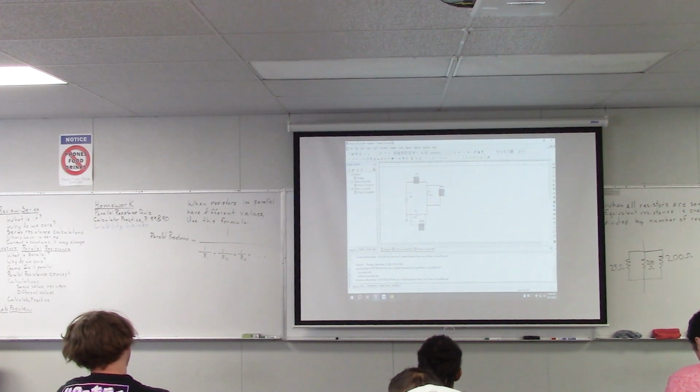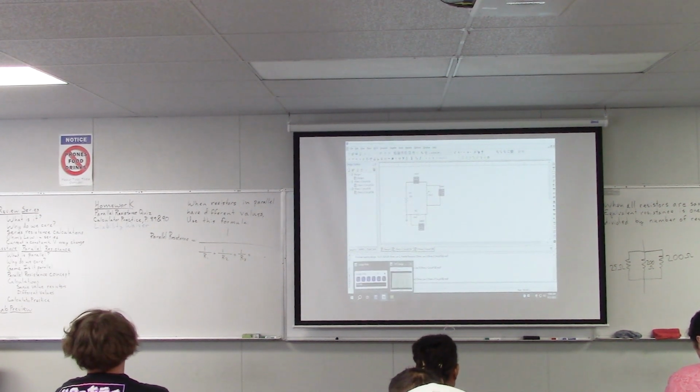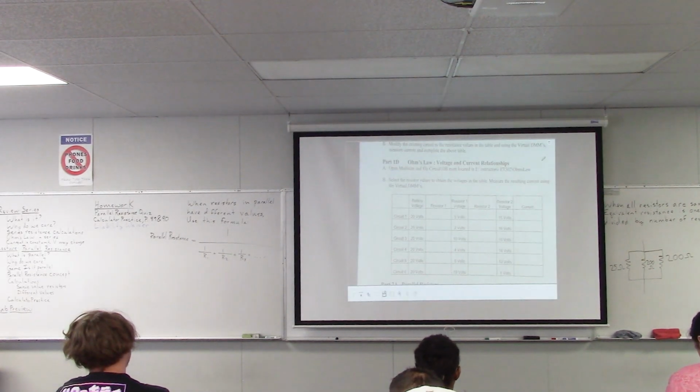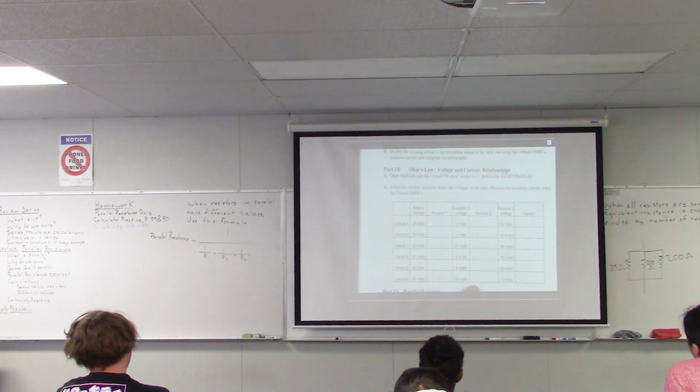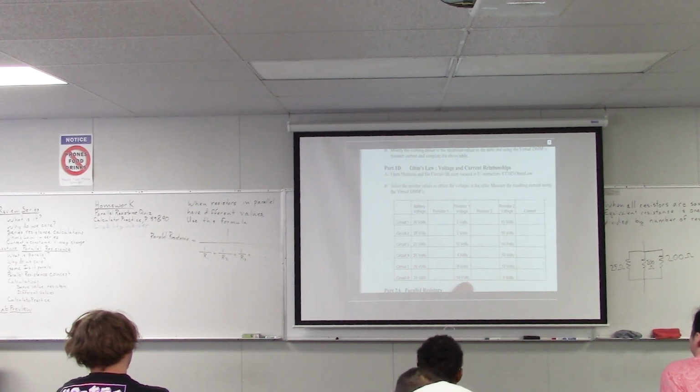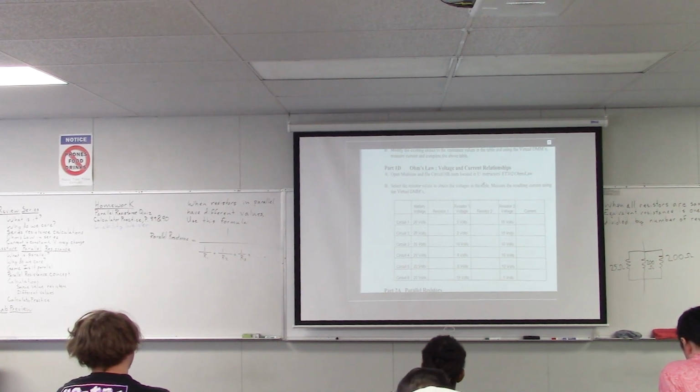Yeah, we're on page 76 now. So now we're going to fill out this table. This circuit has two resistors that are in series, and basically it says select the resistor values to obtain the voltages in this table and measure the resulting current using the virtual DMMs.